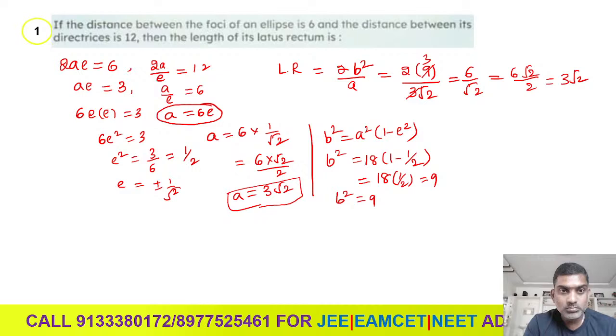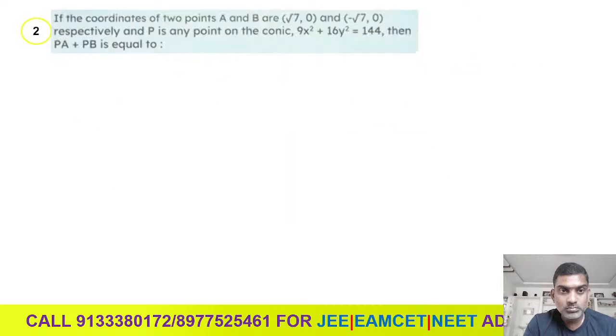Okay, let us see question number 2. If the coordinates of 2 points A and B are square root of 7, 0 and negative square root of 7, 0 respectively, and P is any point on the conic 9x square plus 16y square equal to 144, then PA plus PB is equal to.